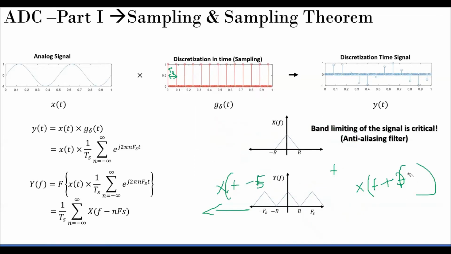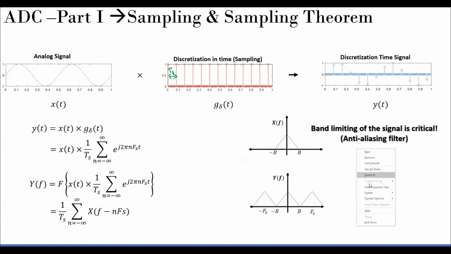Okay, so I'm just rubbing all the things off. What this statement actually tells you is that this spectrum has to be band limited. The original analog spectrum has to be band limited. If it is not band limited, the sampling process will distort the spectrum. So it's important.